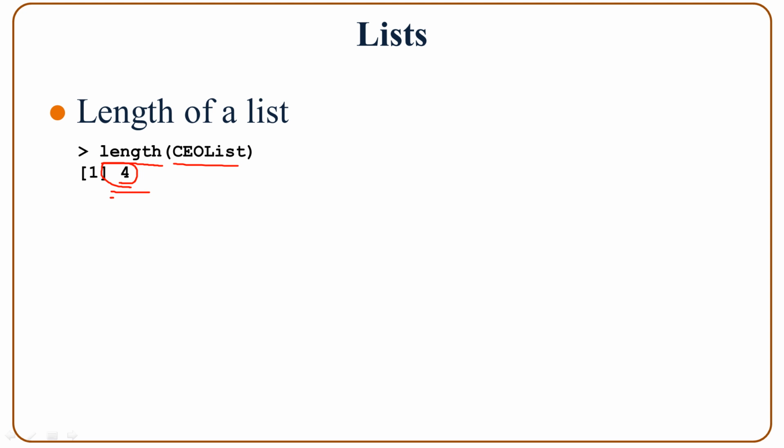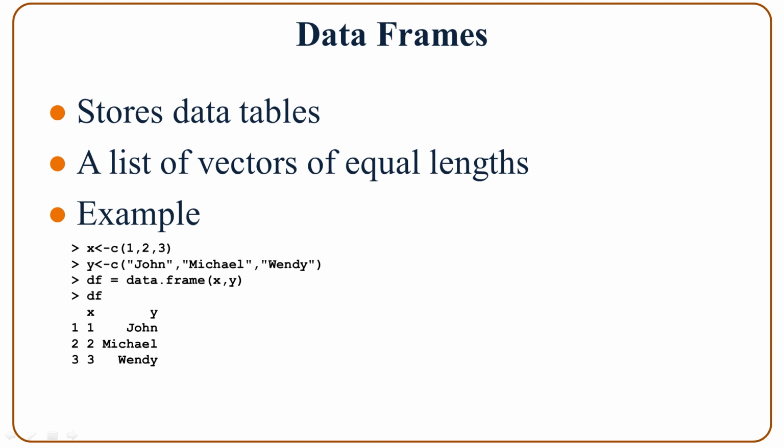Next, we talk about data frames. A data frame is used to store data tables. Basically, it is a list of vectors of equal length. And now we look at several examples. We create a vector with 3 elements and store it in X, and another vector with 3 elements with some names and store that vector in Y. And then we call the data frame function and give it X and Y.